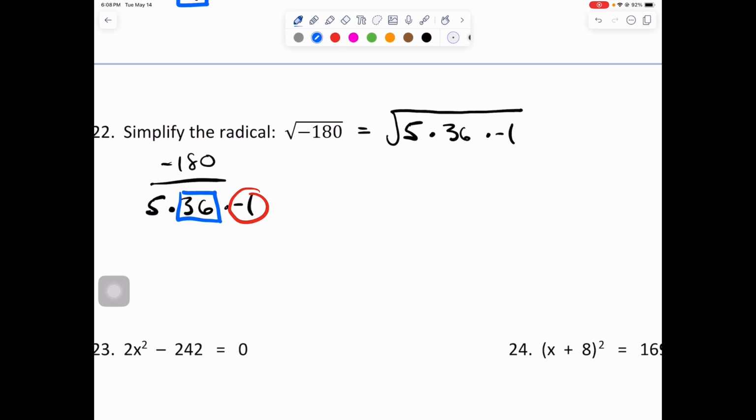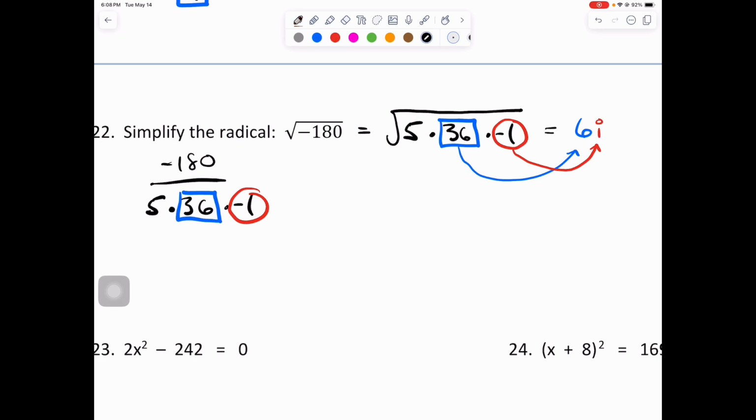Well, we know 36 is a perfect square because 6 times 6 is 36. And our negative 1, well, the square root of negative 1 is simply going to equal I. So what we're going to do is we're going to take the square root of 36, which is 6. We're going to take that square root of negative 1, which we just simply write as I.